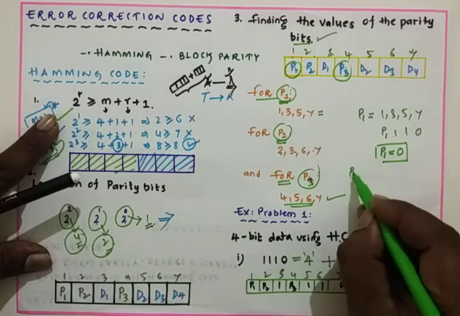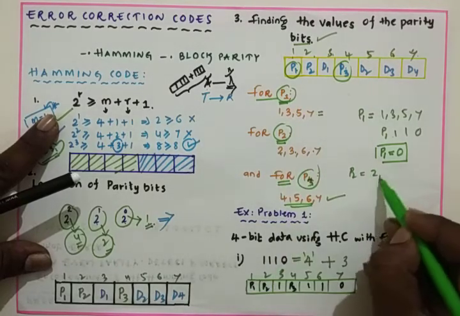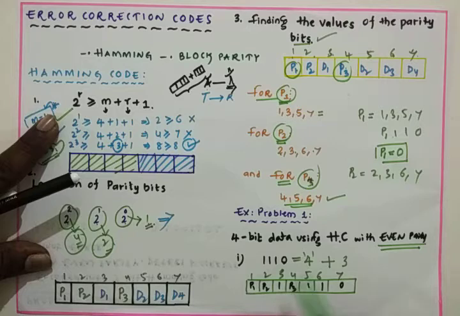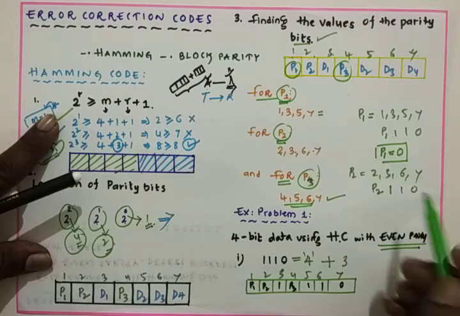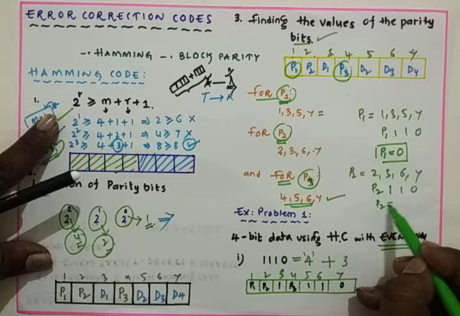Now go with P2. P2 is nothing but 2 3 6 7. Write the 2 3 6 7. 2 is P2, 3 is 1, and 6 7 is 1 0. Again it is even parity. Already an even number of ones are there, so P2 equals 0.